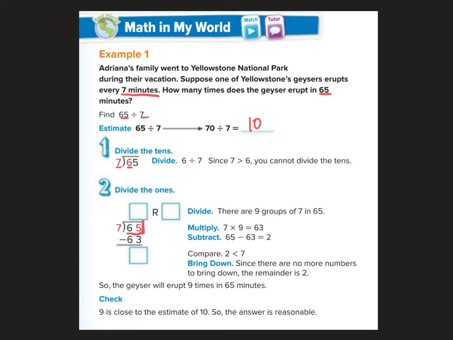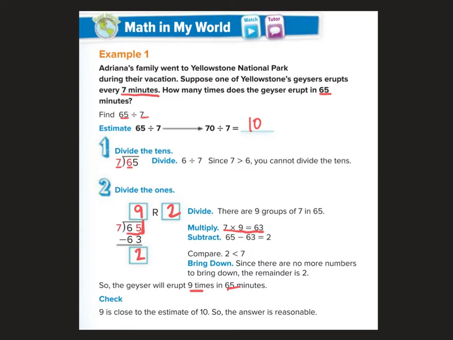Okay, so if I do 65 divided by 7, I know that 7 times 9 is 63, so it goes in there 9 times. Then I'm going to multiply. 7 times 9 is 63, and subtract. I've got 2 left over.